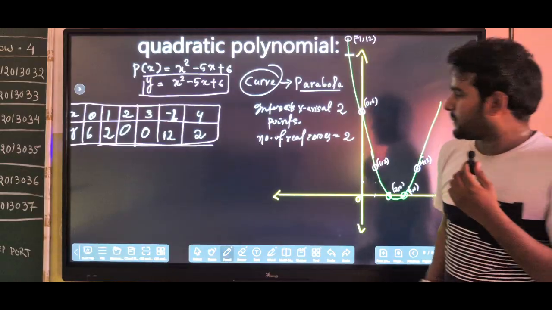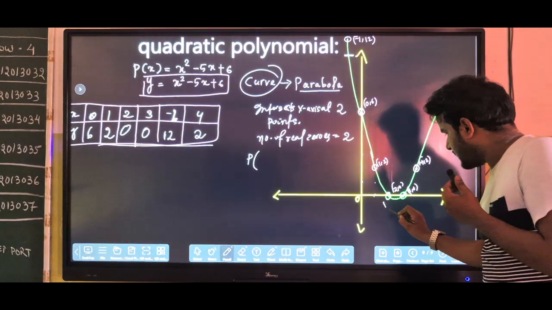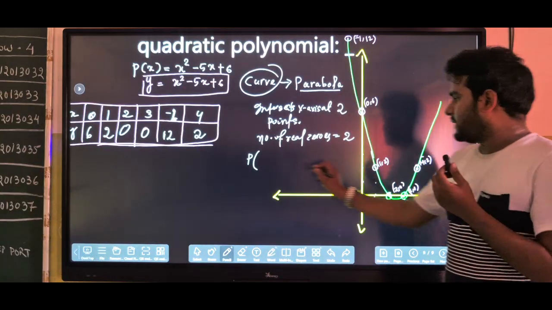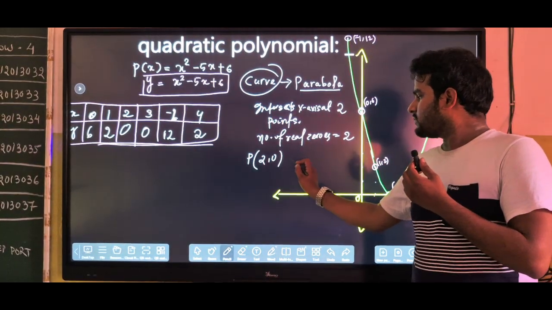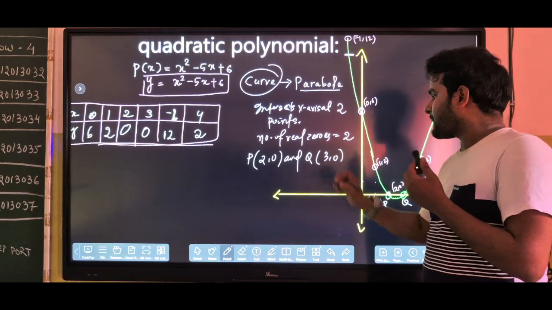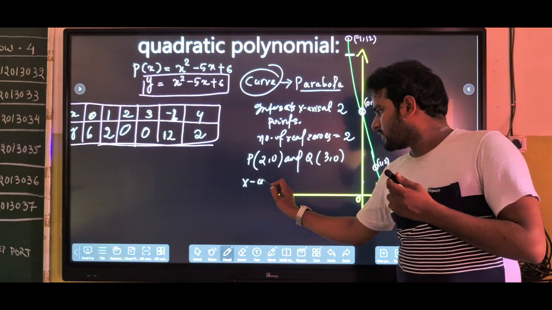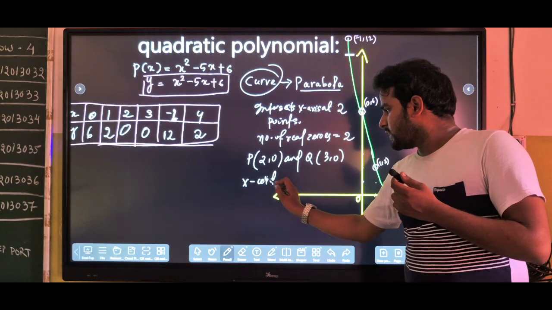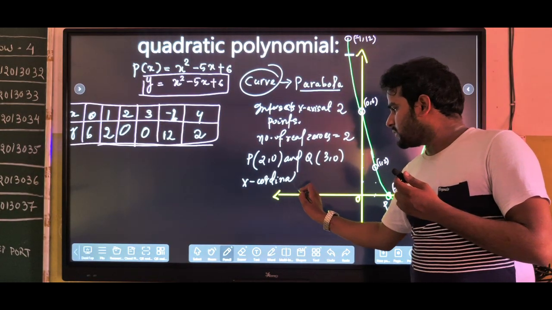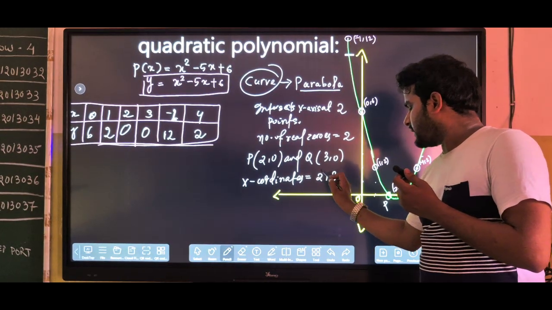So what are the zeros? We will see the coordinates of P and Q. Let it be P, let it be Q. P is (2, 0) and Q is (3, 0). So what are the zeros of this polynomial? Now the x coordinates are the zeros. The x coordinates are 2 and 3.